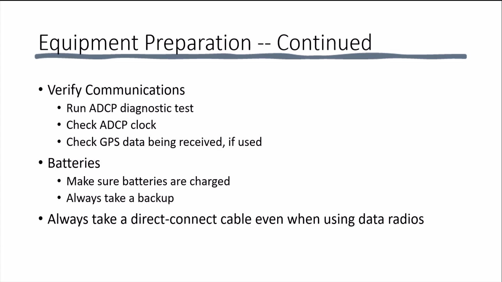Verify communications before leaving the office. Run an ADCP diagnostics test. Check the ADCP clock. Check that GPS data are being received properly if it is used. Check your batteries and make sure your batteries are charged, and always take a backup. Also, always take a direct connect cable even when using data radios if your ADCP allows a direct connection with a cable.